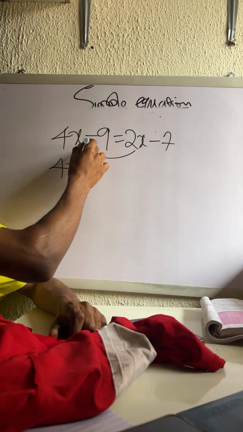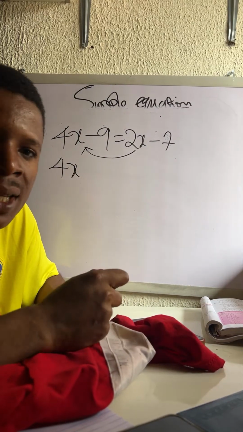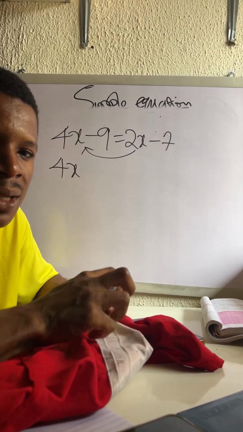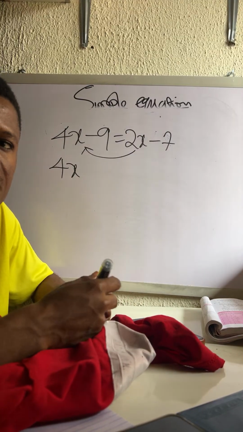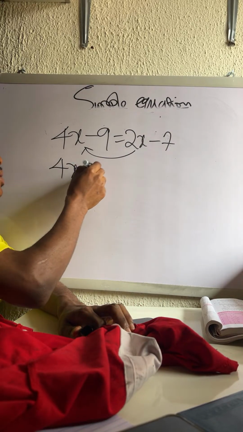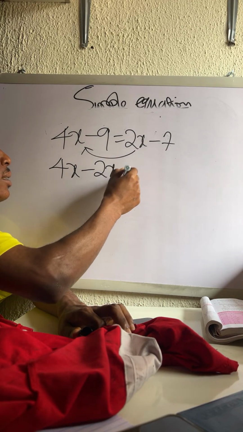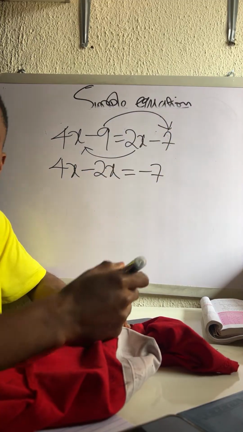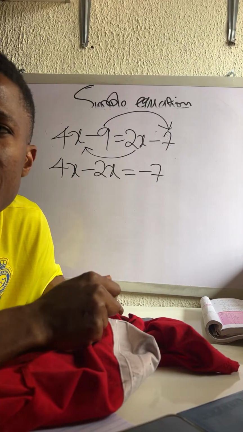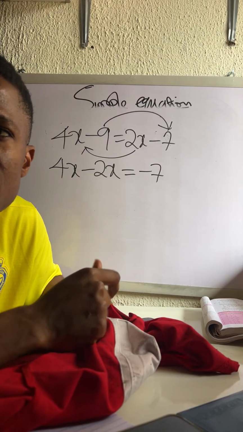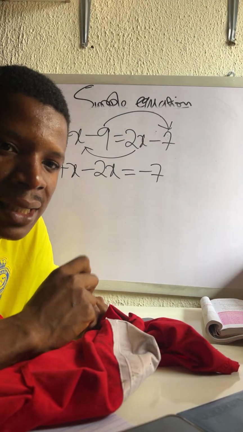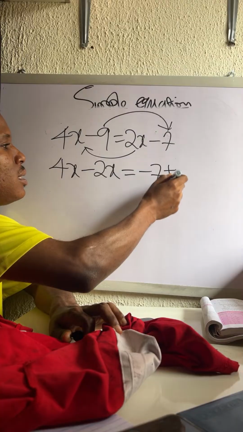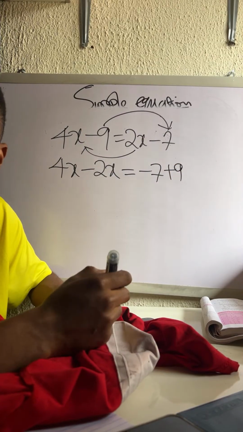Once 2x crosses the equality sign, what does it become, negative or positive? It becomes negative 2x. Then this is equal to minus 7. When minus 9 crosses the equality sign, what does it become, positive or negative? It becomes positive 9.